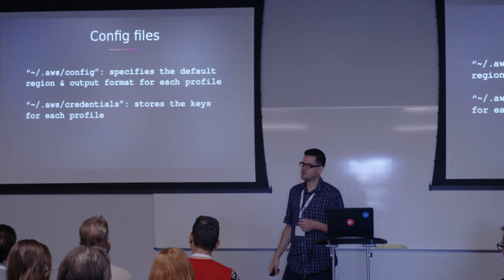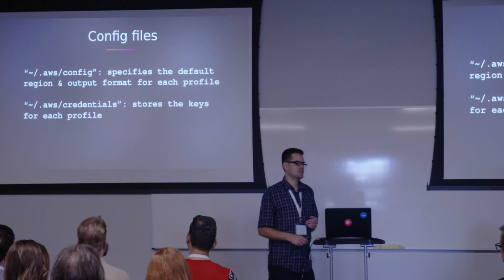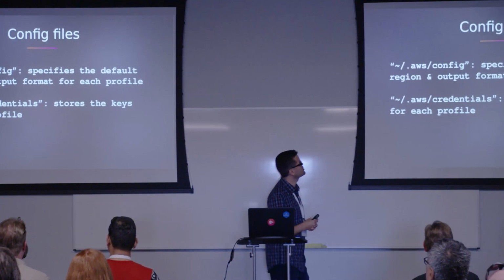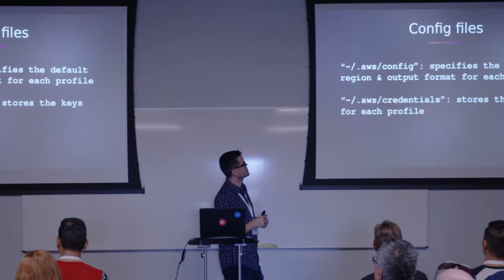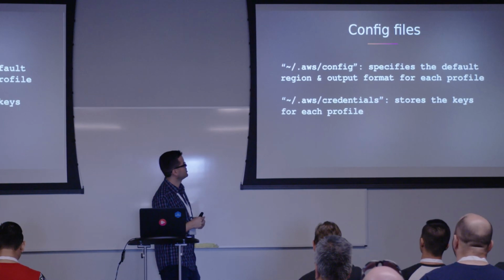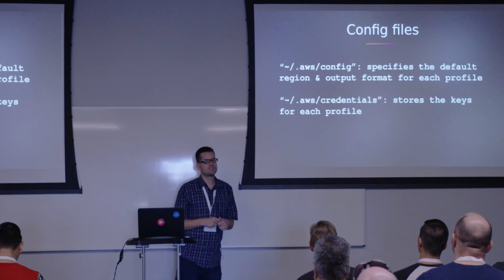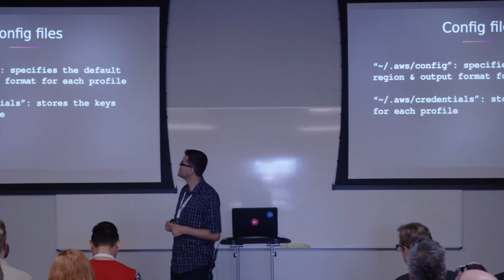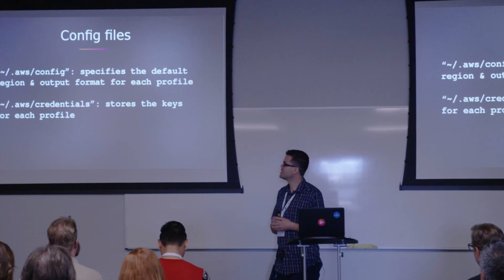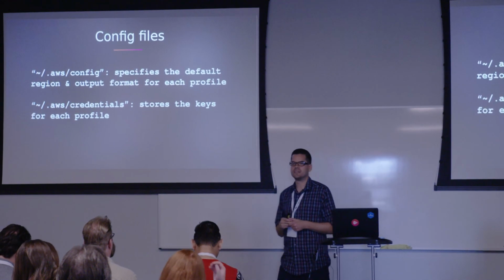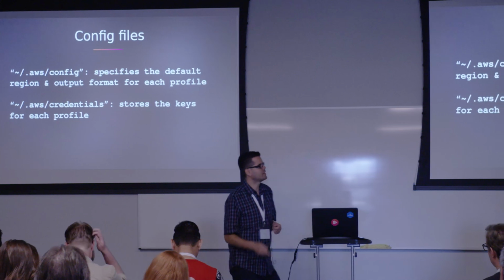So also next going to talk about the config files that AWS CLI uses. We've got a home/.aws/config file. And then we have a home/.aws/credentials file. And these are the two main files that the AWS CLI leverages. So the top one is going to specify default region and output formats for each profile. And the bottom one is actually going to store those keys that you specify when you're running that AWS configure command.